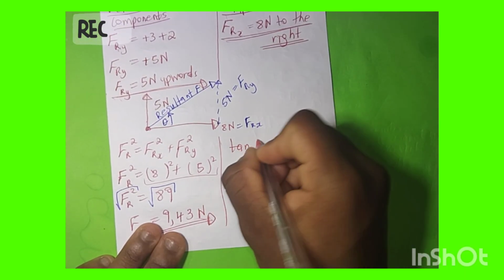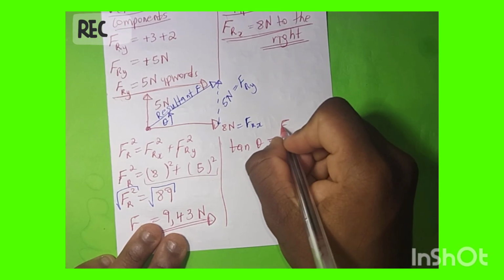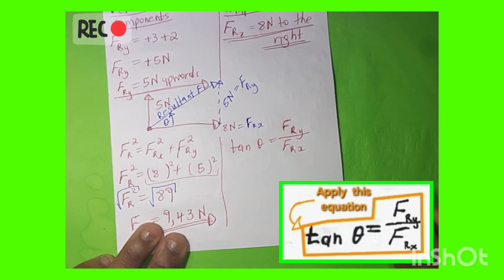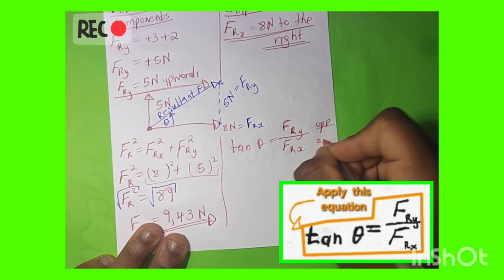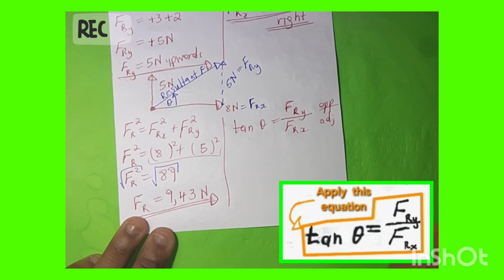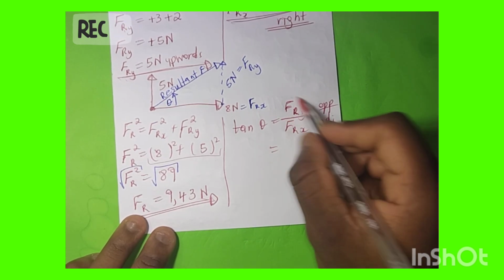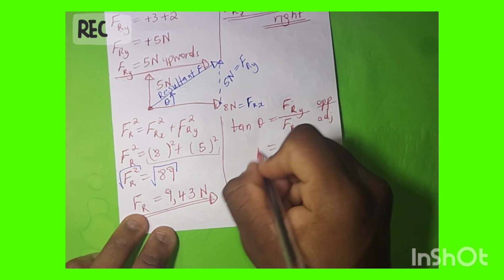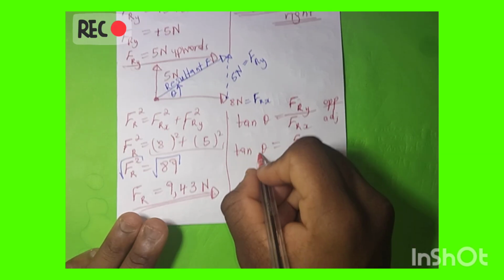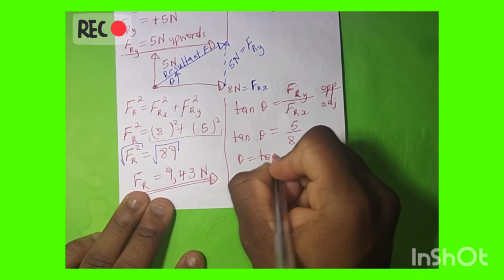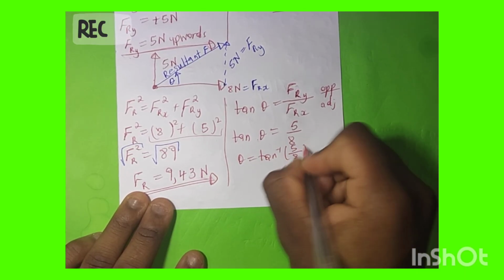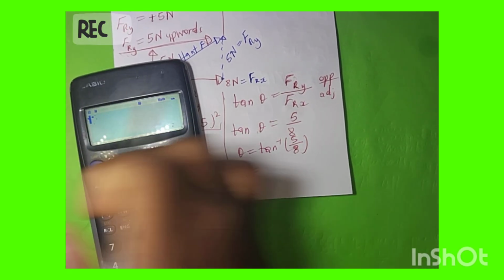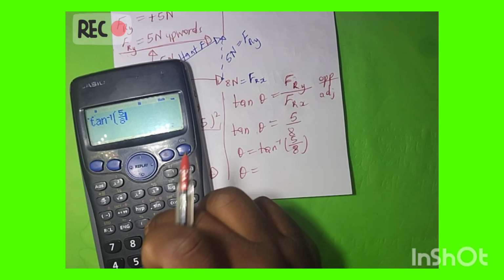Just say it's tan theta. Then I apply that equation, don't forget it, which is Ry over Rx. That is your opposite over adjacent. Now I can substitute: where there is Ry, I substitute positive 5, and where there is Rx, I substitute 8. Then I say theta equals tan inverse of 5 over 8, and I press that on my calculator. This is what my calculator gives me, 5 over 8.